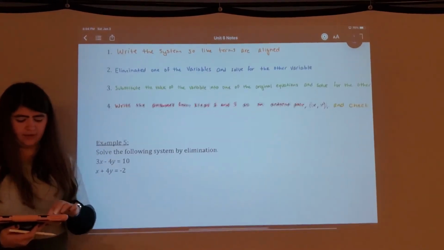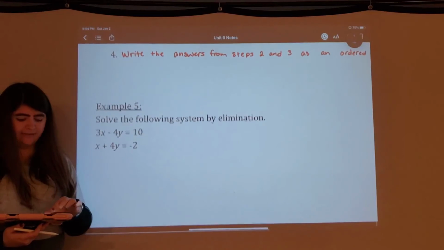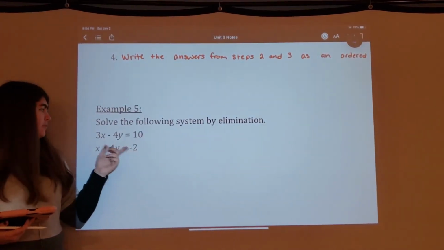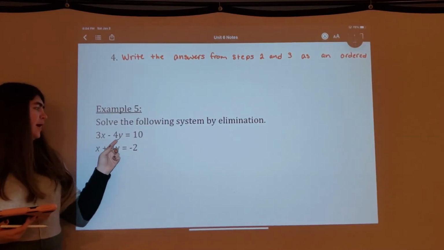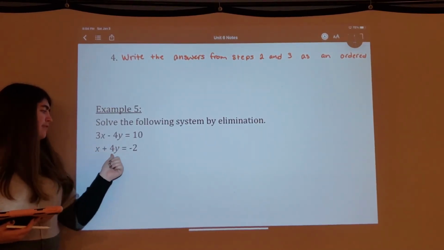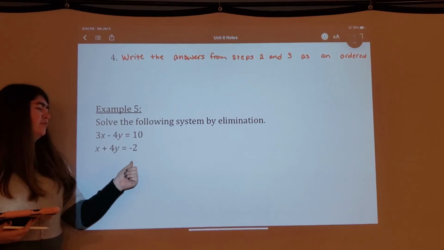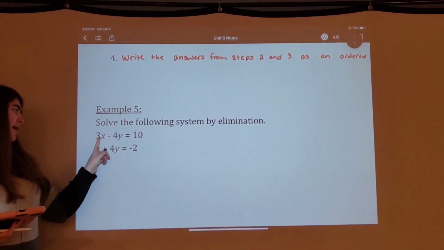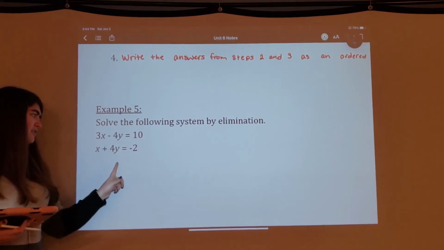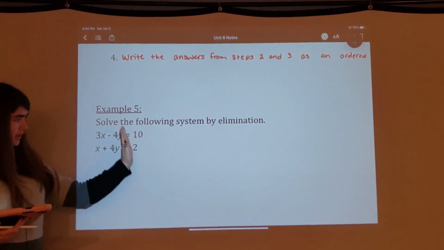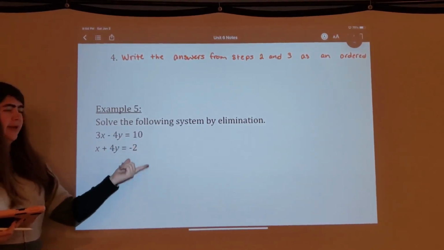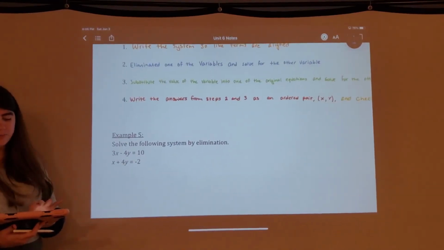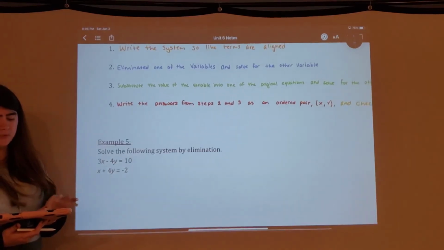So we have an example here, we have 5. Example 5, solve the following system by elimination. So I have 3x minus 4y is equal to 10, and x plus 4y is equal to negative 2. Step 1 was to write these so that our variables are aligned. My x's are already in place, my y's are vertically aligned, and these don't have a variable, so we're all set up there. Then step 2 said to eliminate one of the variables and solve for the other.